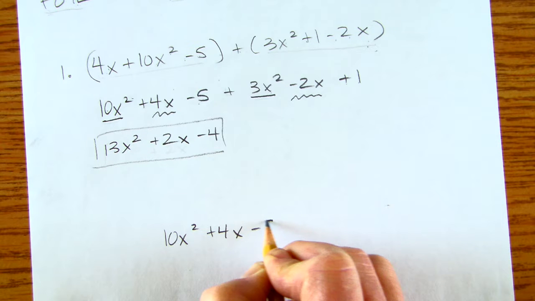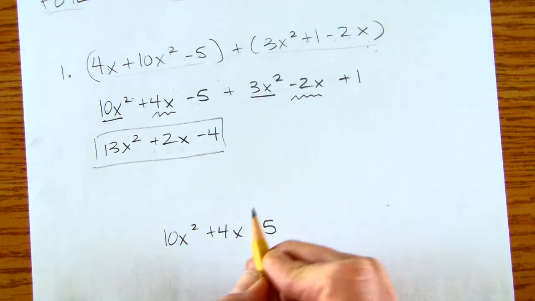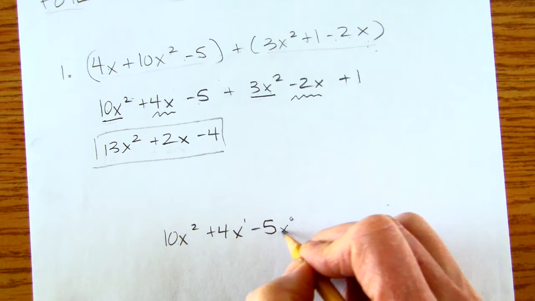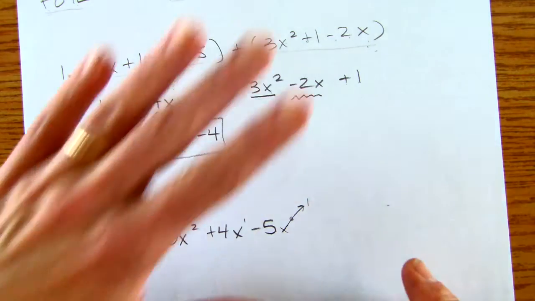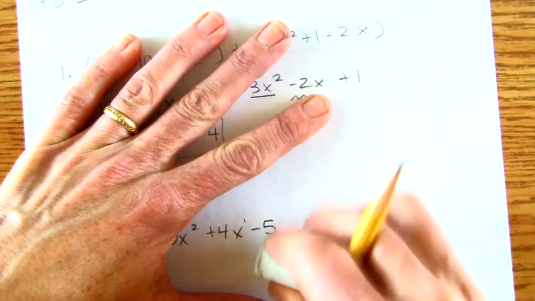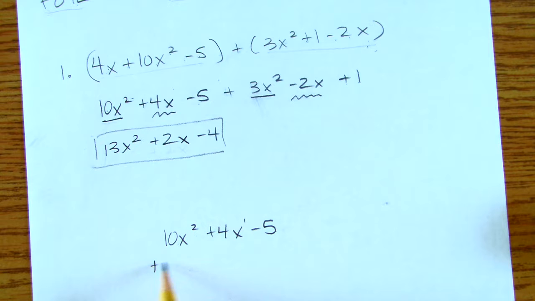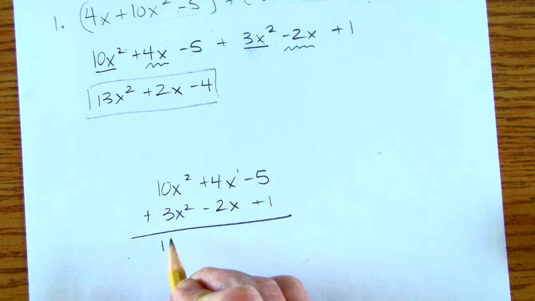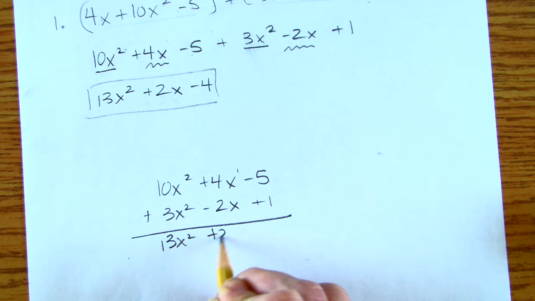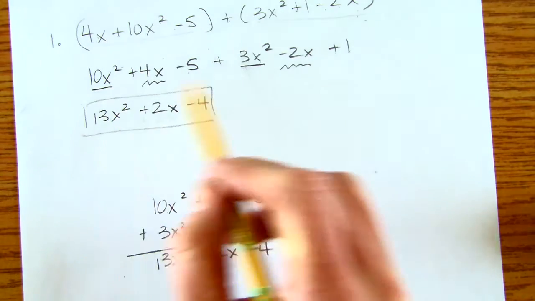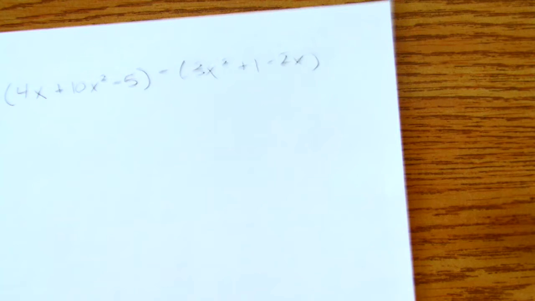Now, the vertical method would look like this. Here's my 10x squared, here's my 4x, and there's my 5. Now, incidentally, that's really an x to the 1. And technically, there is an x to the 0 here. But remember, x to the 0 is just 1. And that's why we don't write it. But keep in mind that I am doing this in descending order. And then I'm going to add 3x squared minus 2x plus 1. And then I can just add vertically 13x squared plus 2x minus 4. So whichever method you're comfortable with, horizontal or vertical. Let's do another one for good measure.